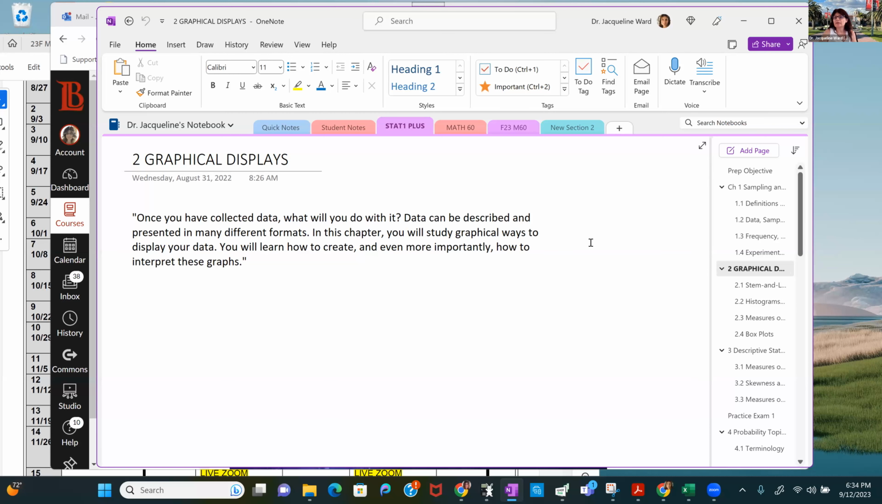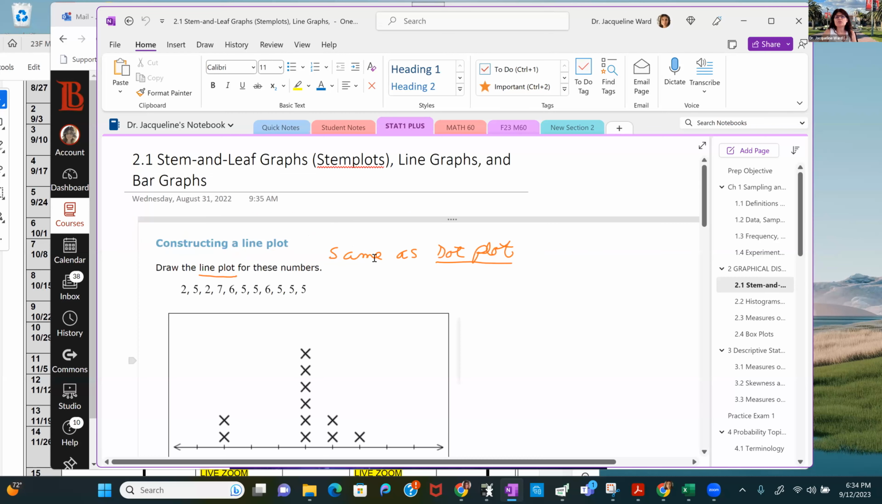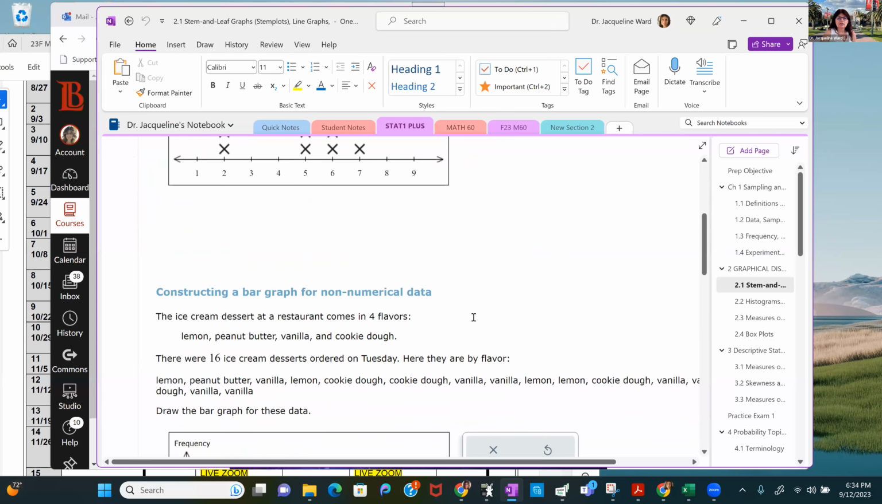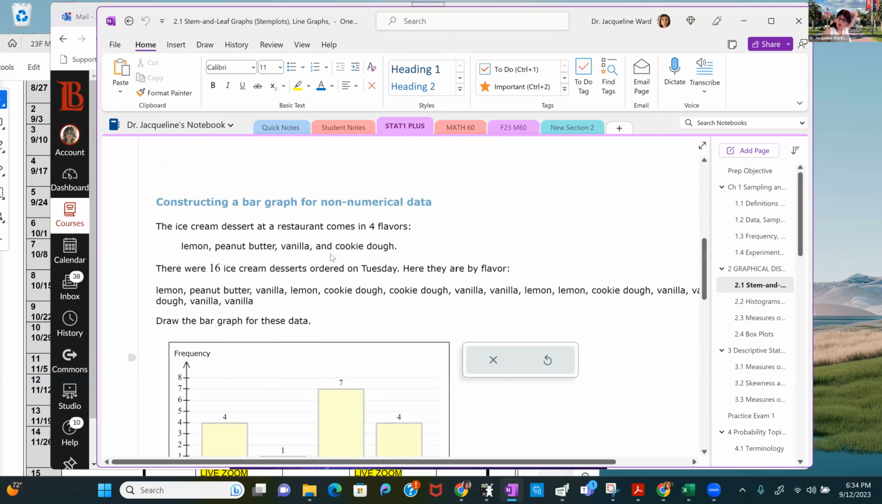I know we started looking a little bit in chapter one, like we did look at a line plot, same as a dot plot, when we were plotting the average hours that we sleep per night, for example. We used that dot plotter. So in Alex, they have a problem like this, constructing a line plot. And then constructing a bar graph for categorical data or non-numerical data.